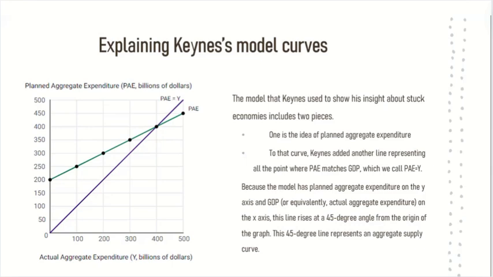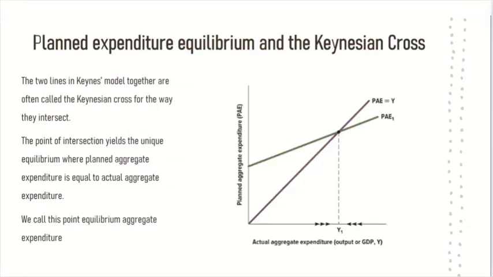The 45-degree line represents an aggregate supply curve. The two lines in Keynes's model together are often called the Keynesian Cross for the way they intersect. The point of intersection yields the unique equilibrium where planned aggregate expenditure is equal to actual aggregate expenditure. We call this point equilibrium aggregate expenditure.